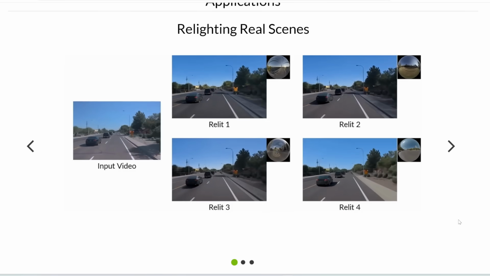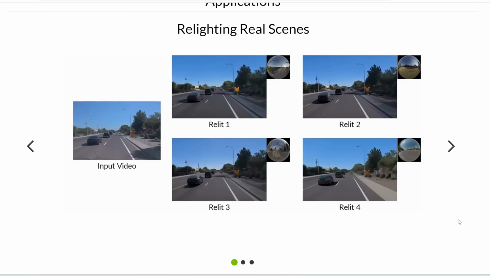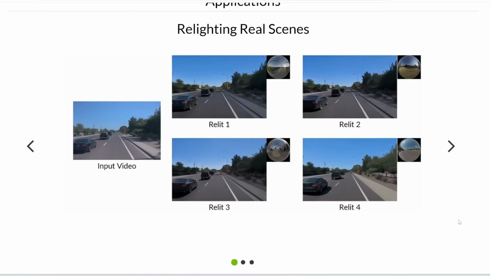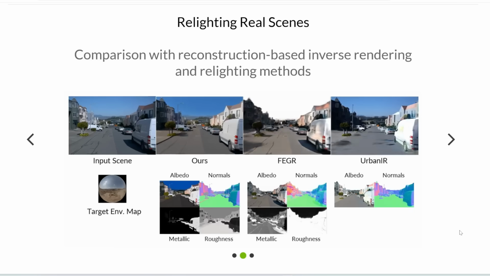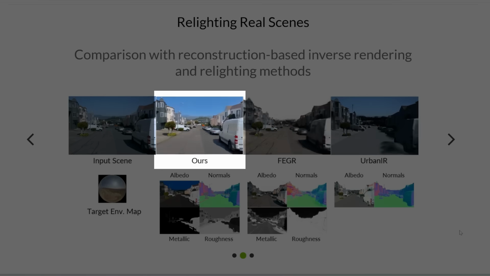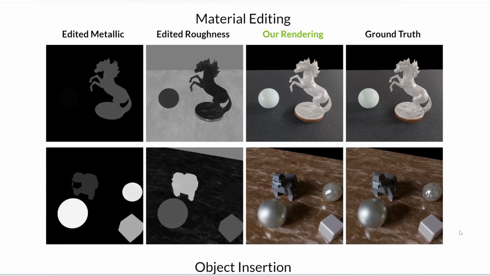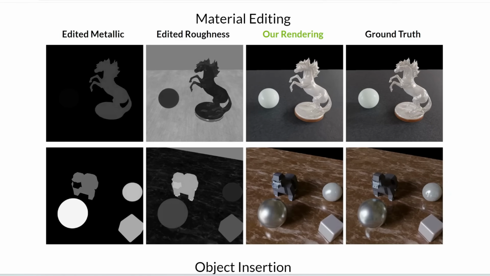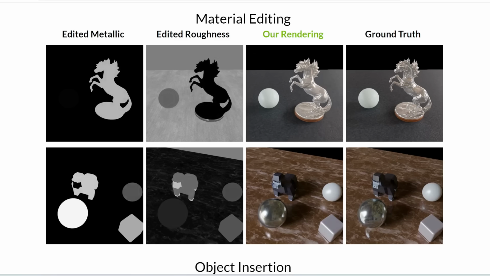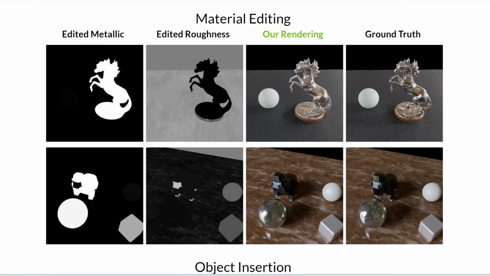So the input video is on the left, but you can adjust the lighting however you want. Notice how the lighting and shadows are different for each of these four videos. And if you compare this with existing relighting methods, note how much more accurate and consistent this new tool is. Plus, you can also change the roughness or reflective properties of any image or video. Notice how in the top row, the ball and the horse are changing in terms of roughness and reflectiveness. Same with the objects on the bottom row.